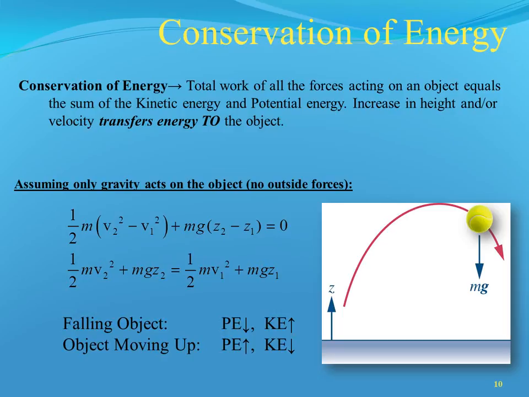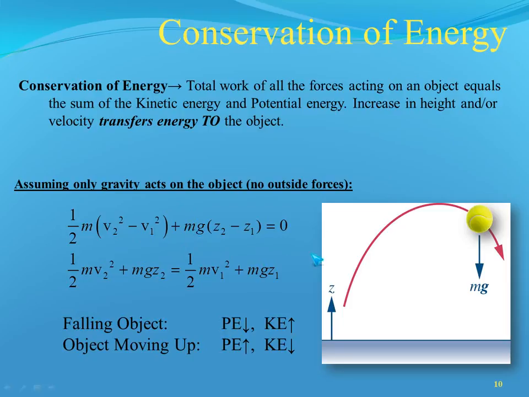It's the total work of all the forces acting on an object equals the sum of the kinetic energy and the potential energy. Increase in height and/or velocity transfers energy to the object. So you can imagine if you increase the height of an object, you've increased its potential energy. If you increase the velocity of an object, you've increased its kinetic energy. So if we assume that only gravity is acting on an object and there are no other outside forces, we can say that the change in kinetic energy plus the change in potential energy is equal to 0.